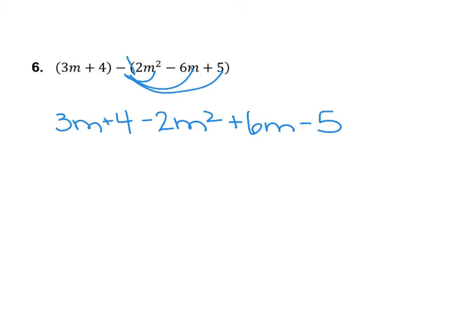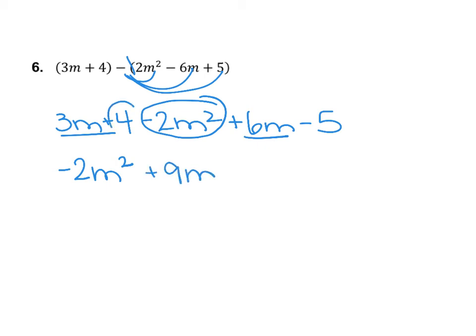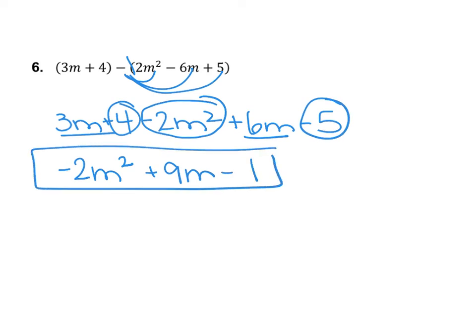So again, let's combine our like terms. I'm going to start by writing our m squareds first, so it goes in descending order. Negative 2m squared, and then we have 3m combined with 6m, which is 9m, and 4 minus 5 will give us a negative 1. And now we've got that one finished.